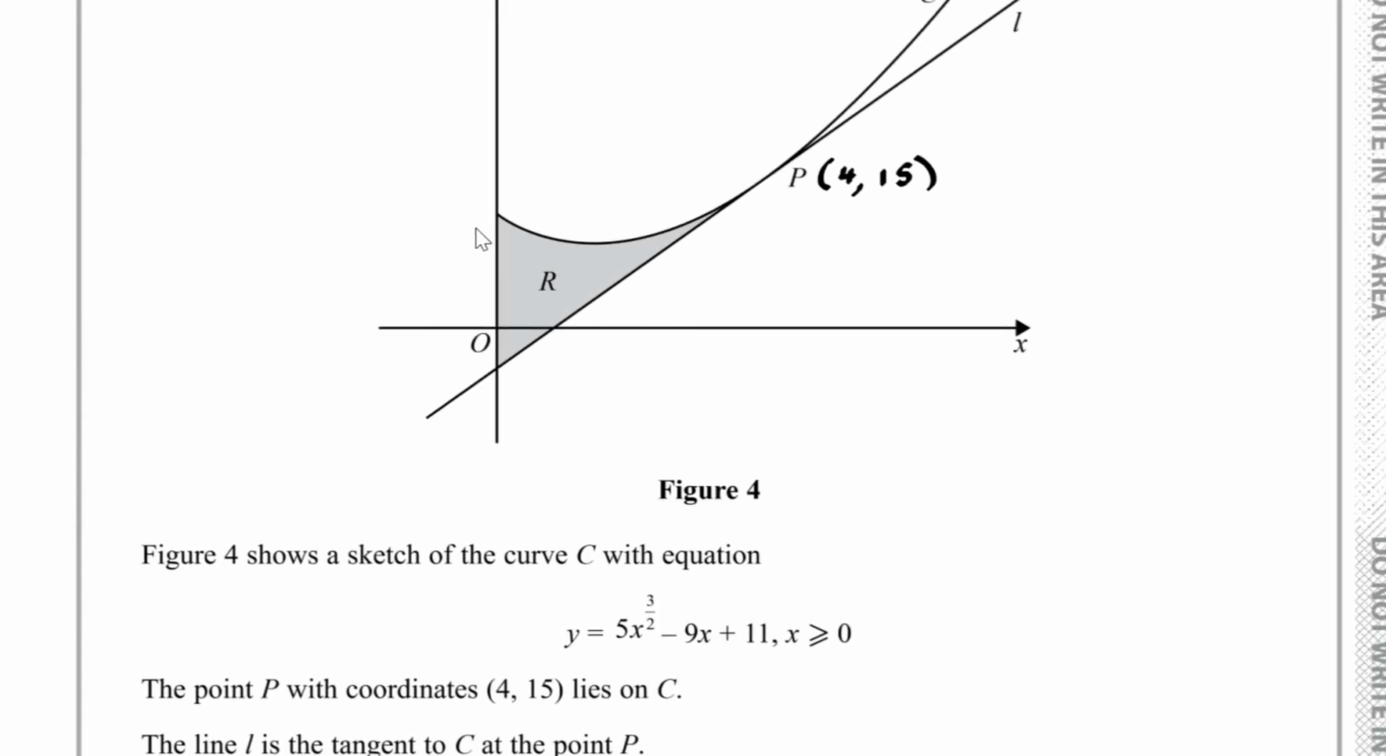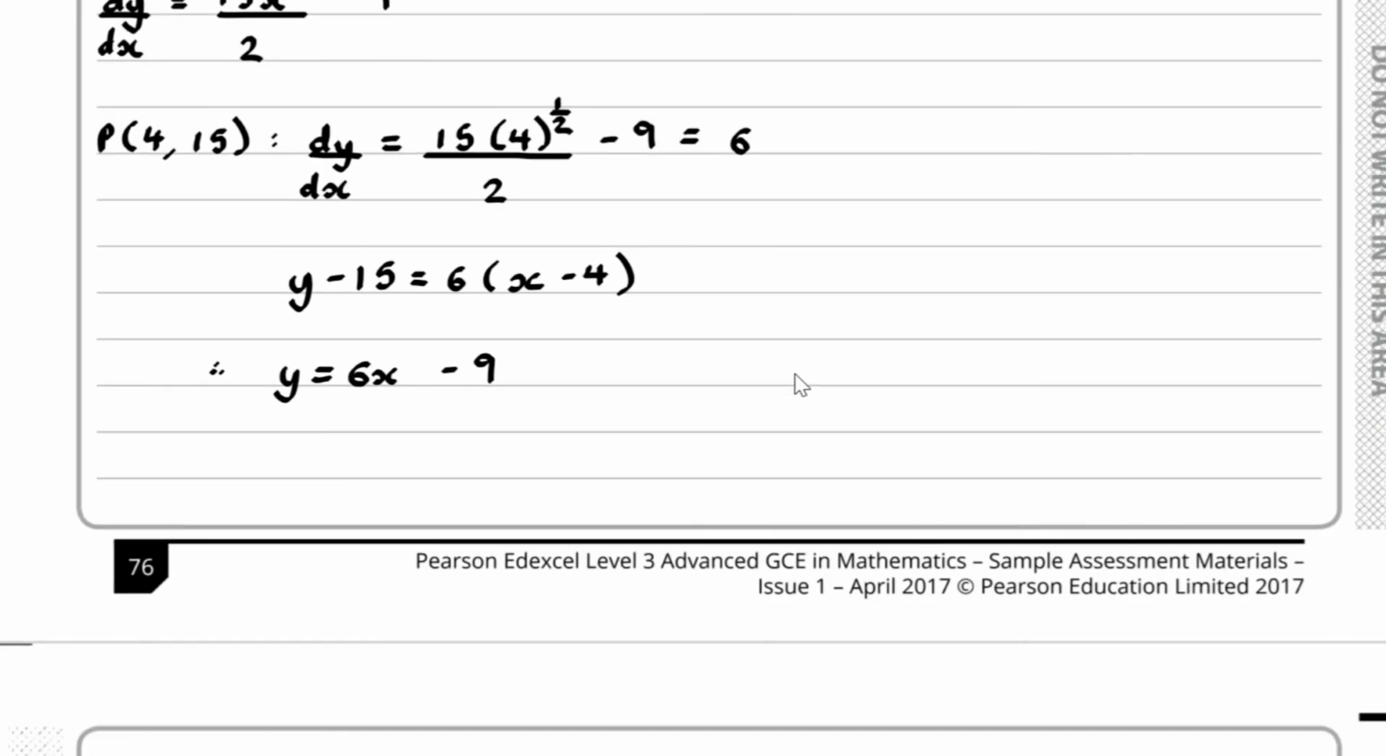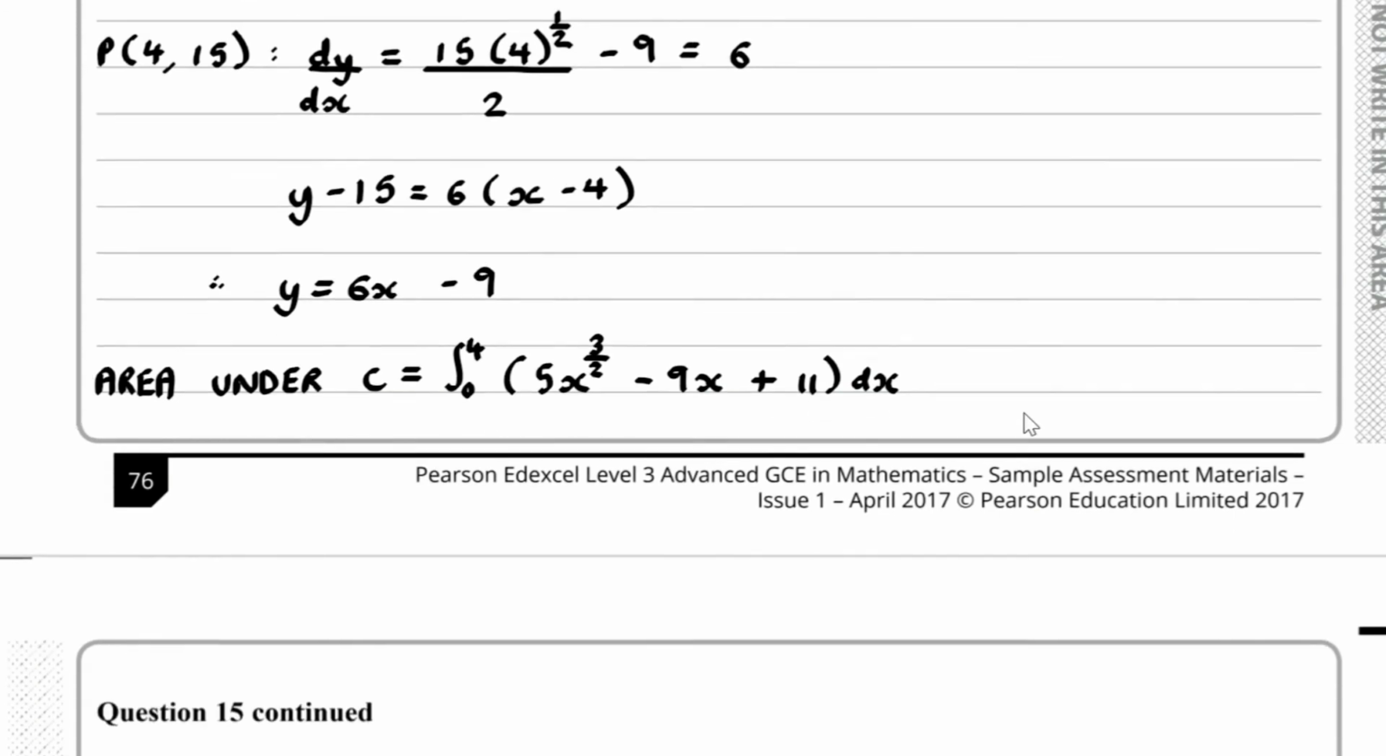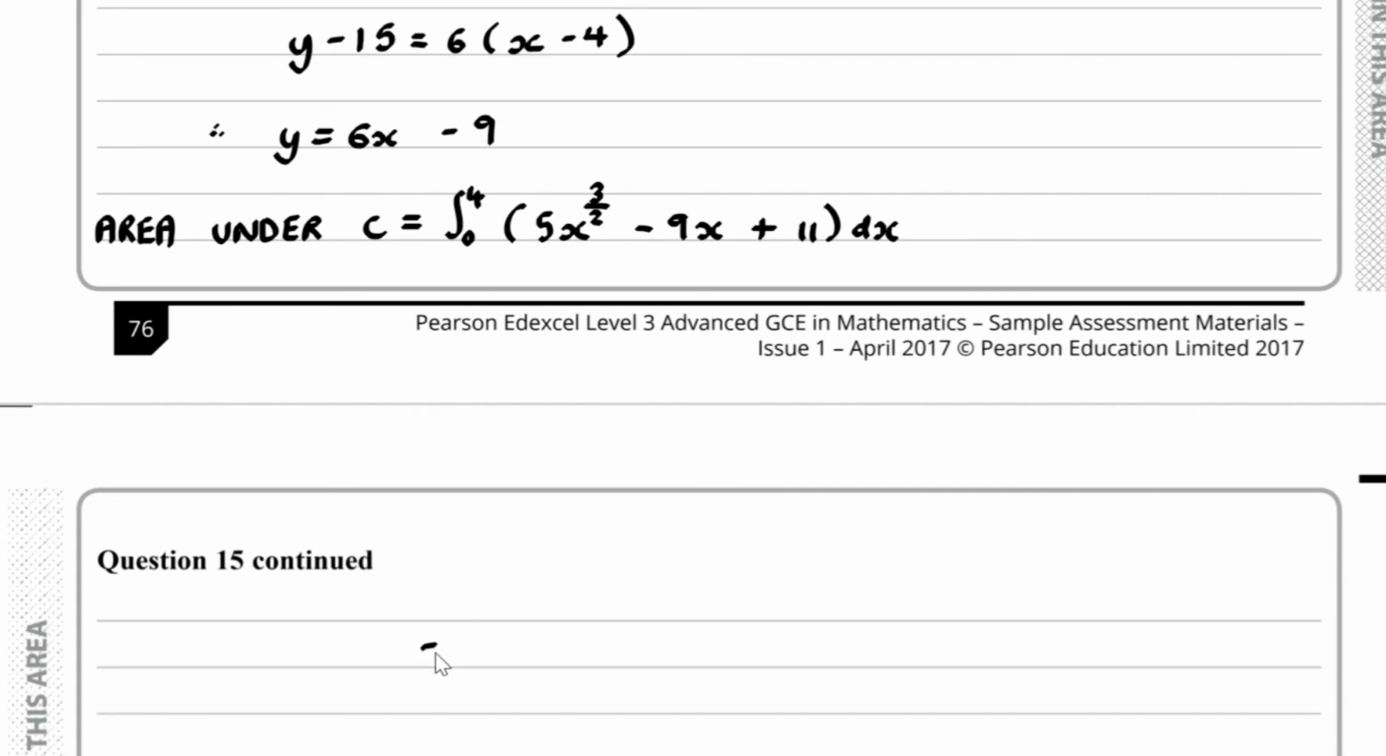What we can now do is find out the area under C between 0 and P. So the area under C, that's equal to the integral from 0 to 4, because that's the x coordinate, of 5x to the power of 3 over 2 minus 9x plus 11 with respect to x. So let's work this out. Now we can't just use our calculator straight away, unfortunately, because it said solutions relying entirely on graphical methods are not acceptable. So we need to show our working out over here.